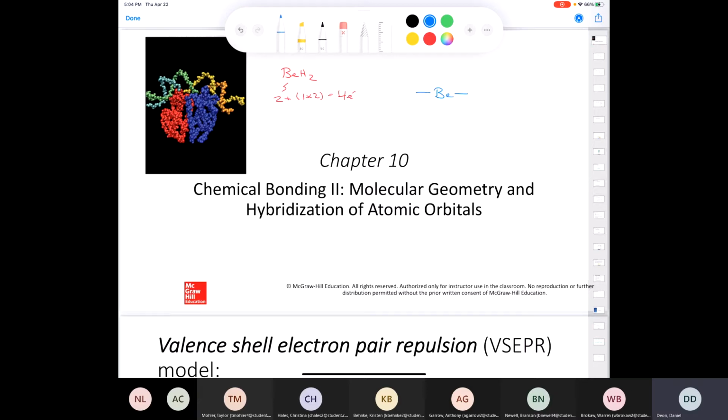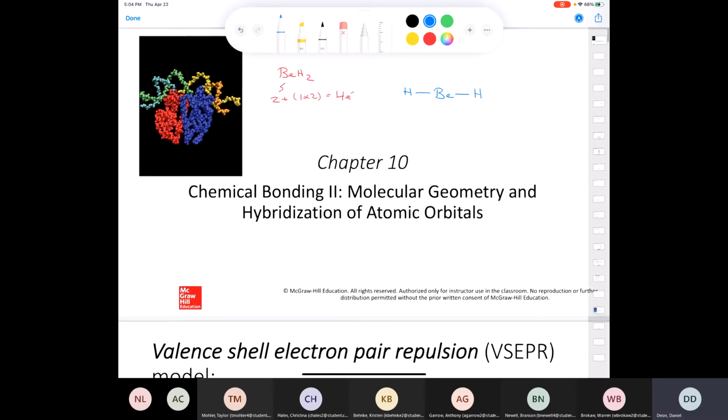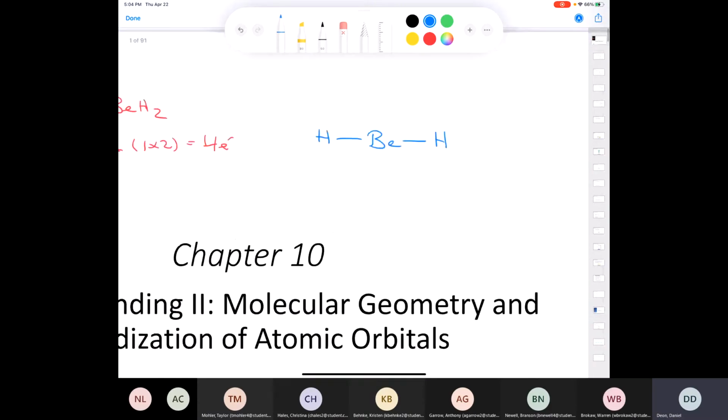We went over the fact that beryllium is an exception to the octet rule, and I explained why in chapter 9. But when we draw the 2 bonds to the 2 hydrogen atoms like this, usually you'll find that chemists draw them in a straight line the way that I have here. Why wouldn't a chemist draw this bond pointing up like this? Okay, why wouldn't I do that in my Lewis structure?